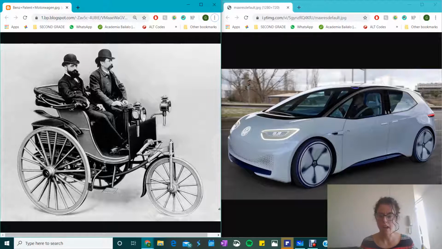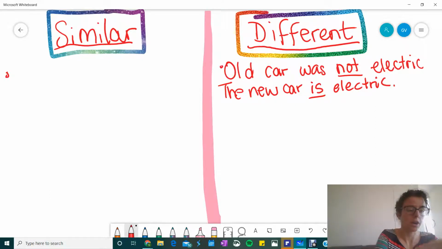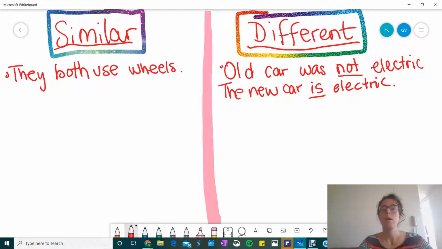Okay. And how about in this new car? How many wheels do we have? Normally, cars now have 4 wheels. So that is both something similar. So the similar part is they both use wheels. But what's the difference? How many wheels?